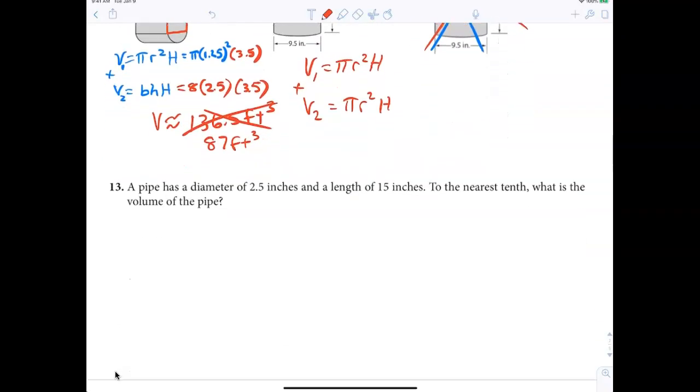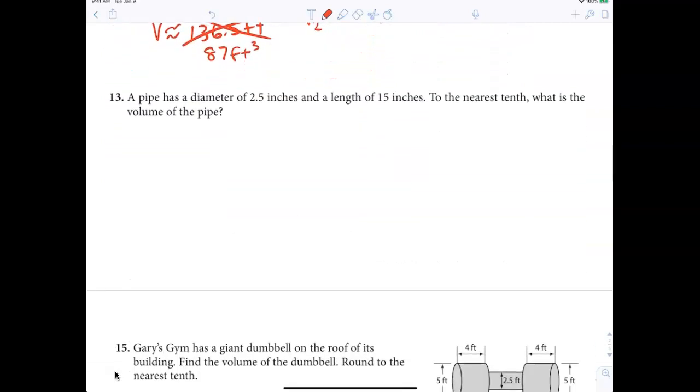Oh, okay, that's kind of weird. All right, thank you. All right, now we're on 13 though, right? All right, so let's take a look at 13.